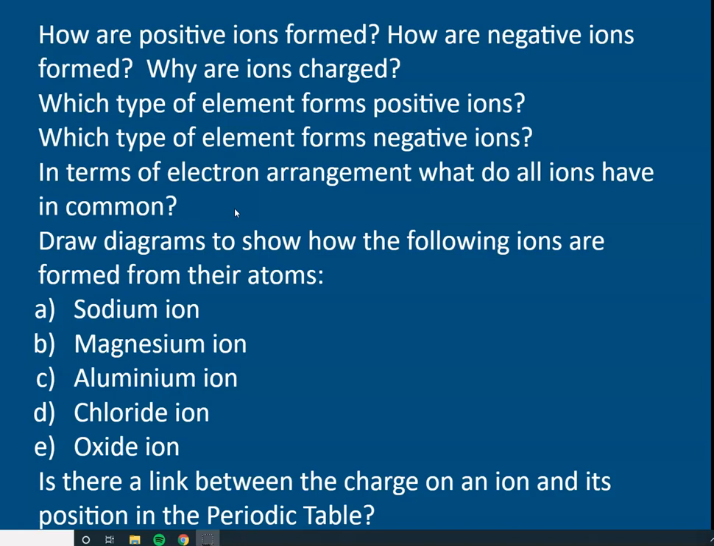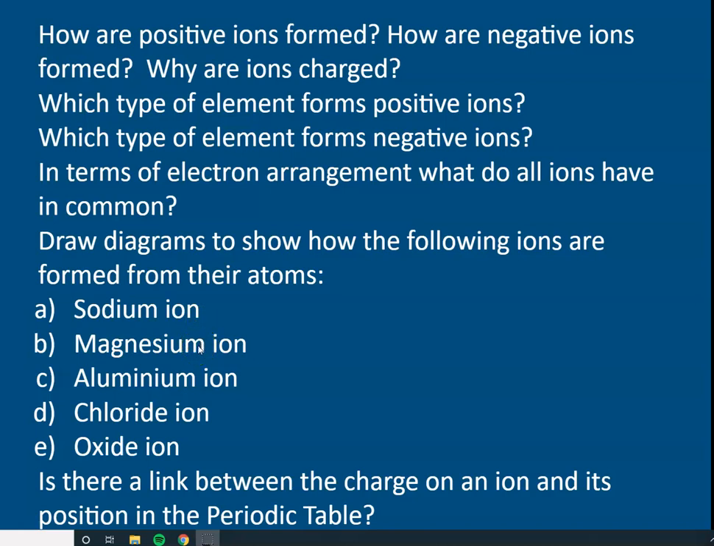Now, drawing your diagrams to show how the following ions are formed. Okay, you should start with sodium atom drawn 2, 8, 1. And then an arrow going to a sodium ion, which is 2, 8. Then in square brackets, and outside those square brackets at the top as a superscript, a positive charge.